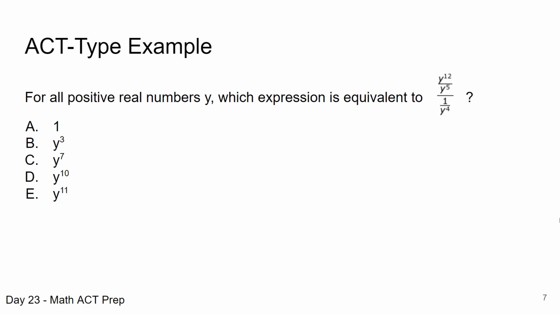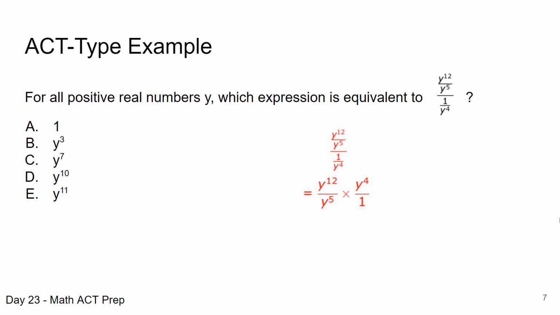So we're going to make use of what we know about handling fractions with division. We'll take our original expression, and remember, when you have fractions and you're dividing, it's the same as multiplying times the reciprocal of the denominator. So we have y to the 12th over y to the 5th. That's multiplied. We just flip-flopped and multiplied y to the 4th over 1.